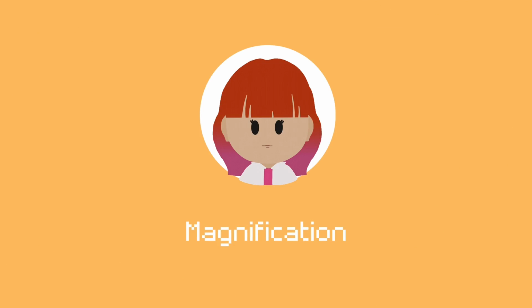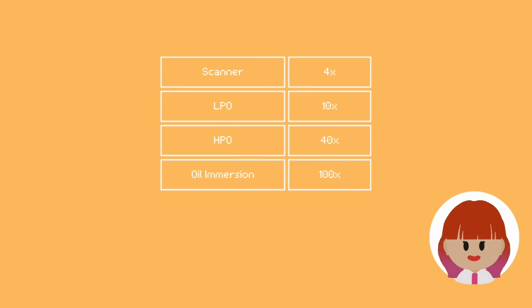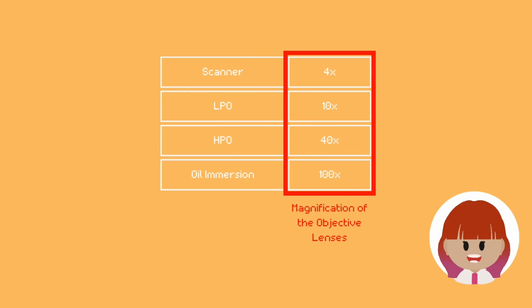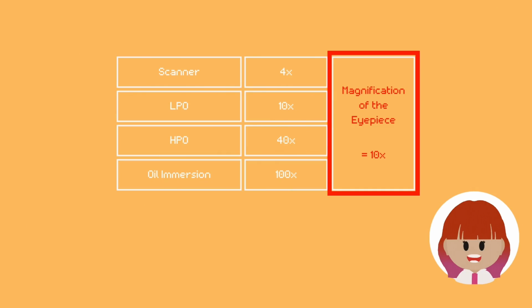Now that we know the parts of the microscope, let's talk about its magnification. Again, there are 4 objective lenses, namely scanner, LPO, HPO, and OIO. Each differs in magnification, as you can see, although we may think that this is the total magnification capability of these lenses. Well, it actually isn't. We must also take into account the magnification of the eyepiece, which is 10 times.